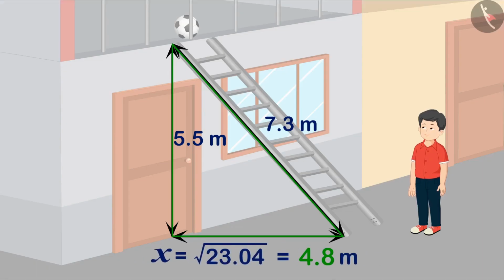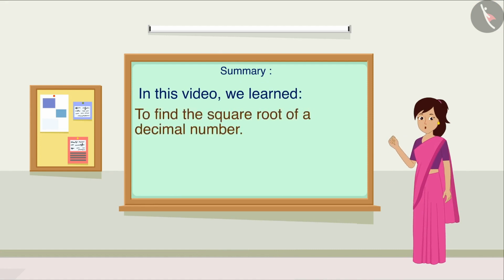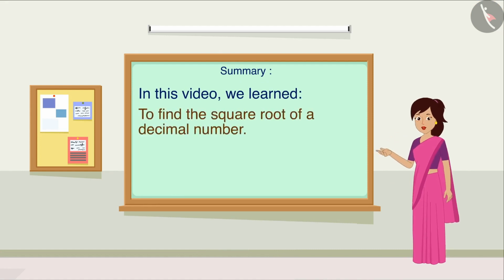This gives us the value of x as 4.8. This means that Vishal has placed the ladder at a distance of 4.8 meters from the wall to climb the roof. So in this video, we learned to find the square root of a decimal number. In the next video, we will see examples of this.